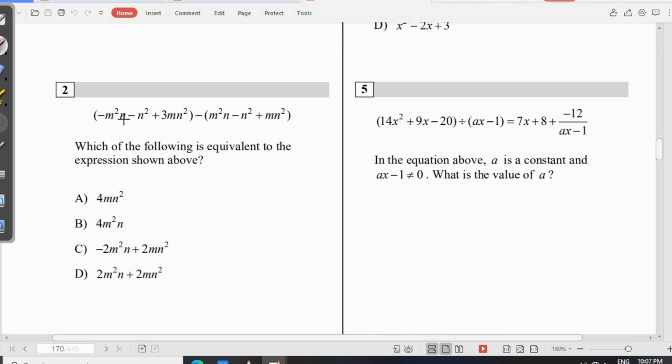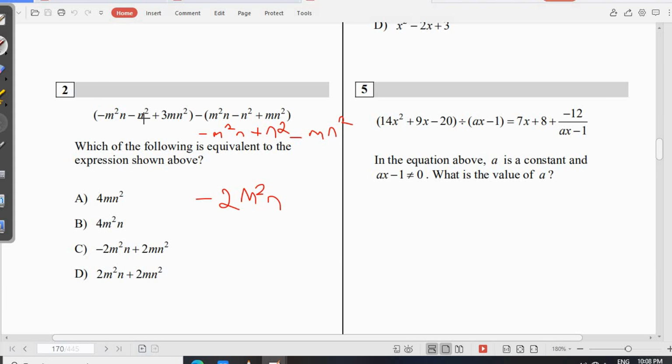So minus m squared n squared minus n squared plus 3m n squared minus m squared n minus n squared plus mn squared. So which of the following is equivalent to the expressions shown above? So when you do this, you just simply multiply negative of this. So this is the main one here: minus m square n, minus minus will give you plus n square, and then minus mn square. So if you look at this, minus m square n, this is it, minus this is minus 2m square n.